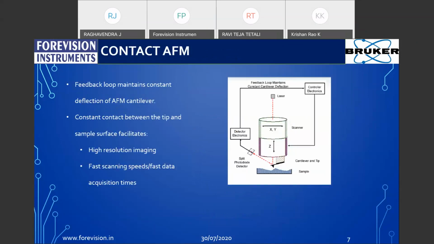In contact mode, our cantilever will be in continuous touch with the sample so that the topographical changes will be reflected as the deflection of our cantilever. These deflections will be maintained constant by a feedback loop, and that feedback will be converted into an image. So here we are scanning the sample in contact. The advantages are we can scan the sample very fast and we get very high resolution.